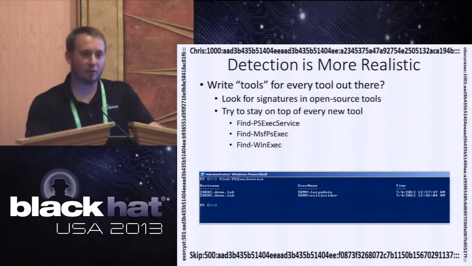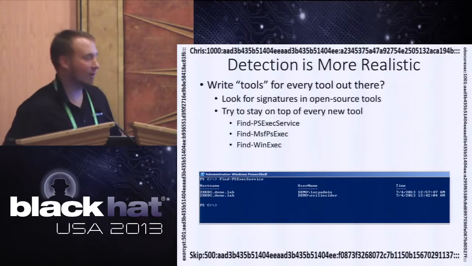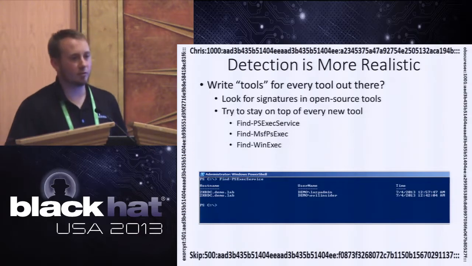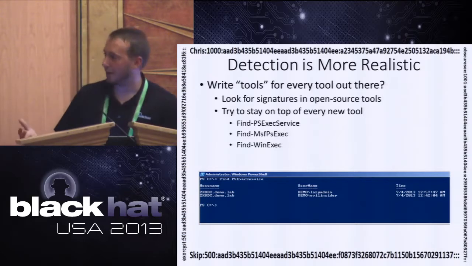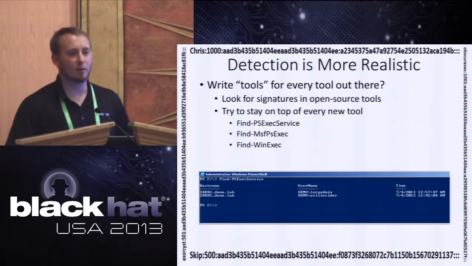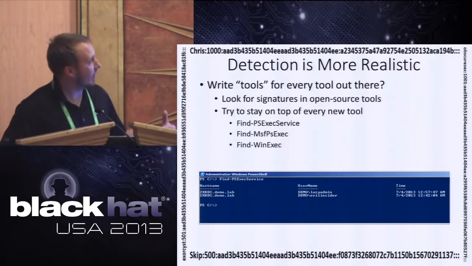There's a right way to do it and there's a wrong way. So let's go over the wrong way, which I've seen. You could write tools to detect, you could write signatures for every pass the hash tool that's out there. The pass the hash tools that Skip and I use are not the same as what's out there. And I think anyone who's a pen tester probably has unique variations of the tools, so the signatures aren't going to match.